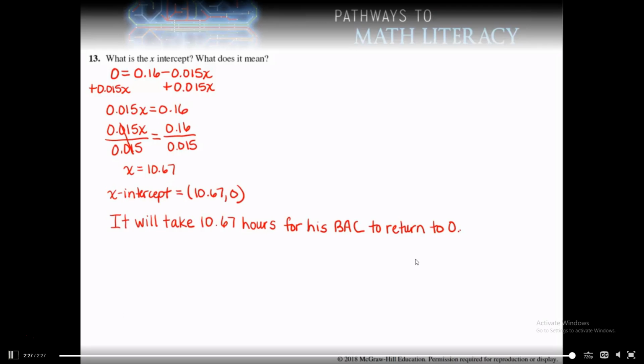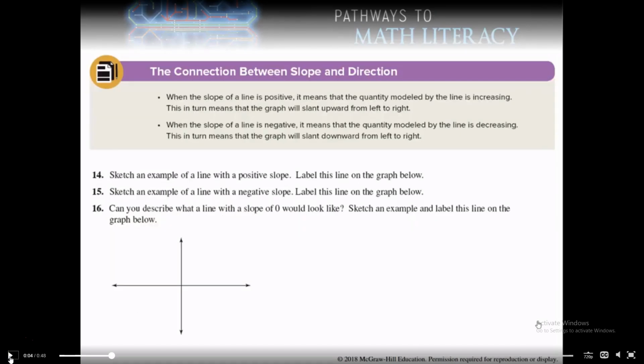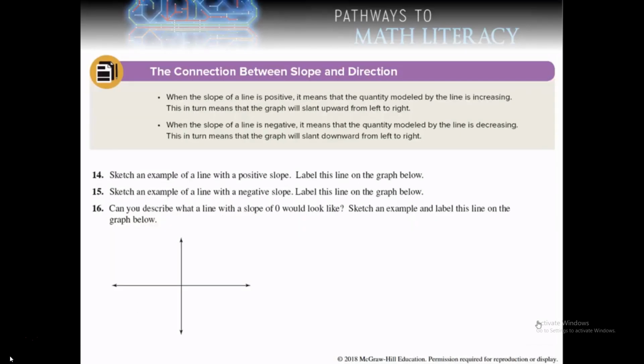Here we're just looking at slope and what that tells you about the direction of a line. So in 14, we're supposed to sketch an example of a line with a positive slope. Well, a positive slope means that as you move to the right, it will go up. And so we'll just draw an example of that anywhere here on the graph.